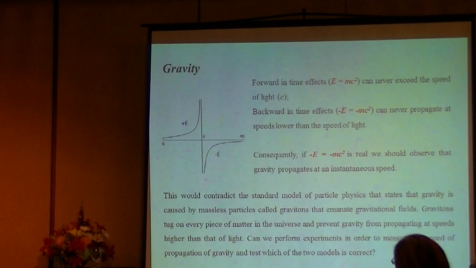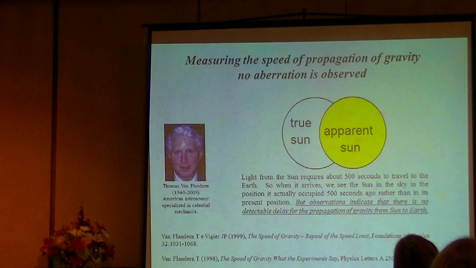And then you can go on at infinite speed. So we can say, well, we measure the speed of propagation of gravity, and we see if it is lower than the speed of light or higher than the speed of light. And these experiments have been performed by Thomas van Flandern, an astronomer who specialized in celestial mechanics.